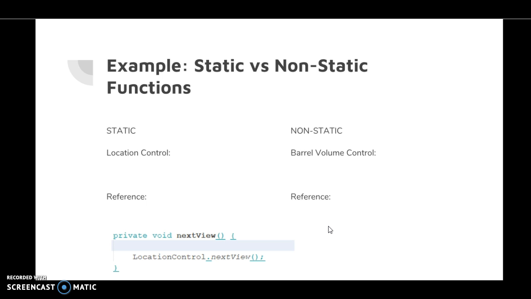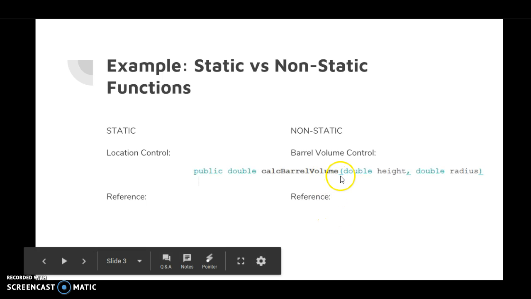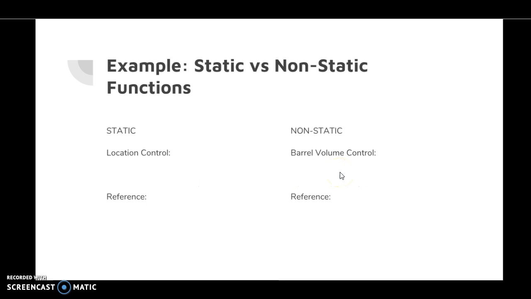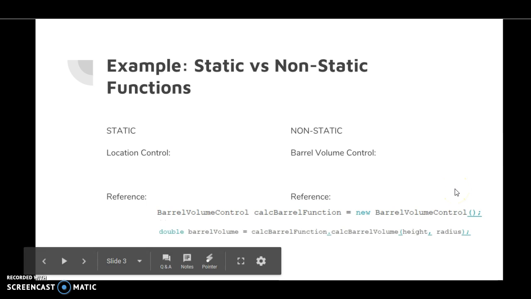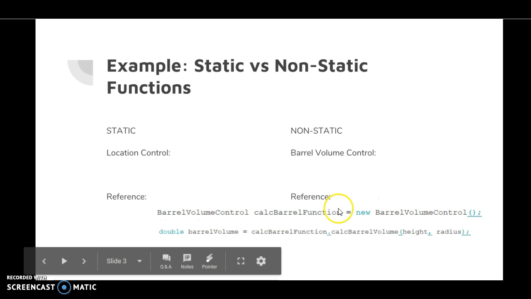the location control class. With a non-static function, as you can see here, the function calcBarrelVolume calculates the volume of a barrel, and is called by a reference to a new barrel volume control object. Only through the object calcBarrel function can I then call the method of calcBarrelVolume.